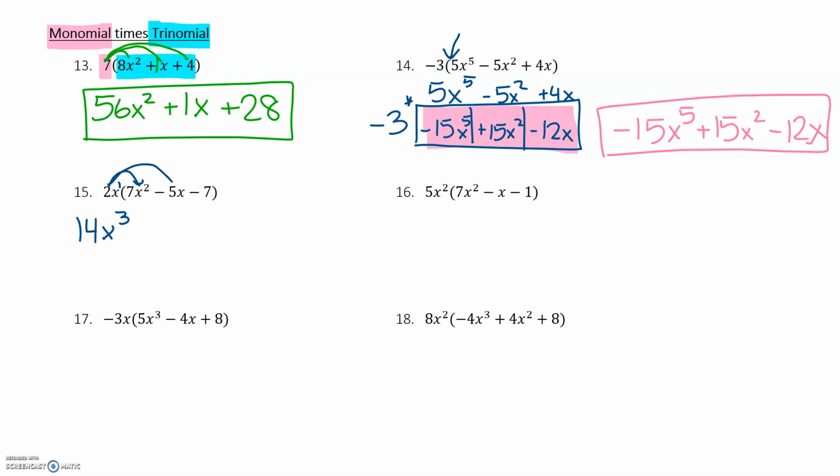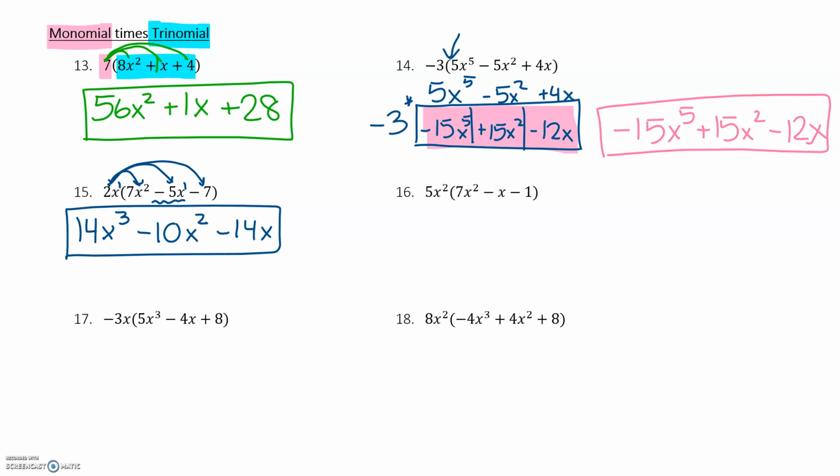Now we're going to multiply 2x times negative, don't lose that sign, 5x. So 2 times a negative 5 is a negative 10. X times x, add those exponents up, we get x squared. All right, 2x times negative 7, don't lose the negative. 2 times negative 7 is negative 14, and we have an x.